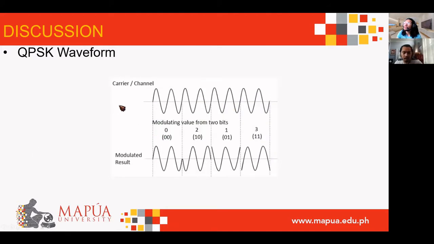So what you can see is the plot of the QPSK waveform. The QPSK waveform for 2 bits input is as follows, which shows the modulated result for the different instances of binary inputs. So this is the carrier channel, or sinusoidal waveform. Then the modulated result is a QPSK, which is similar to PSK but with bigits, or binary digits.